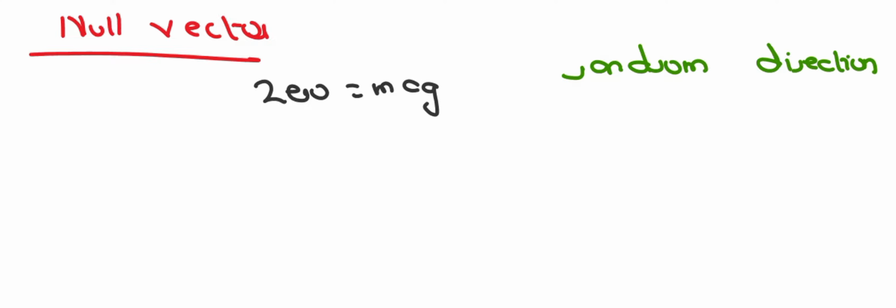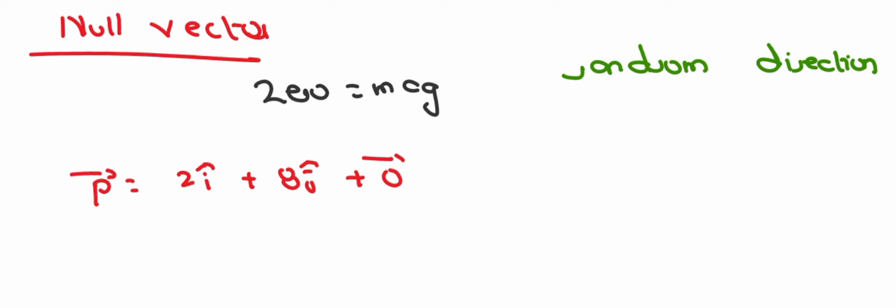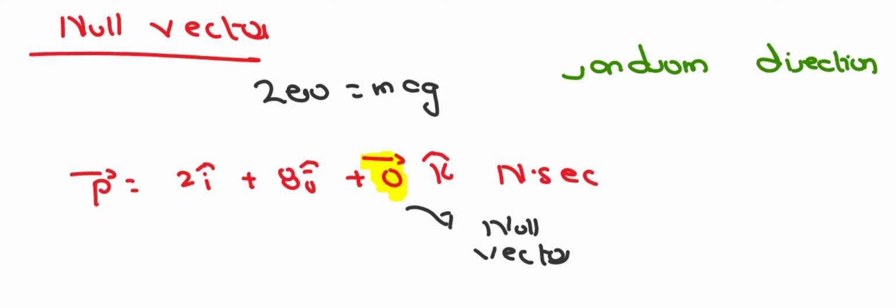So, let's suppose the Cartesian form or the vectorial form of the linear momentum is P, which is equal to 2i plus 8j plus 0k newton second. So this 0 above this arrow is basically the null vector, and this is the mathematical representation of the null vector.